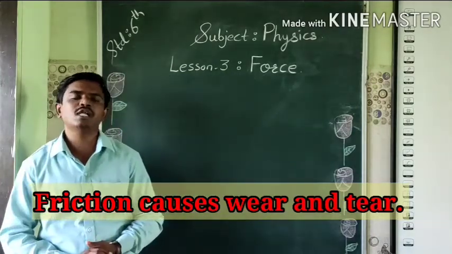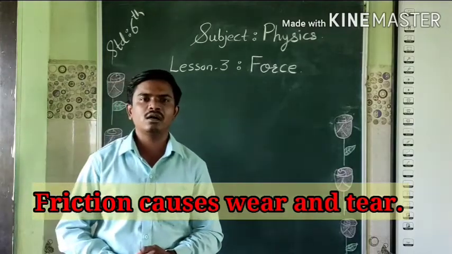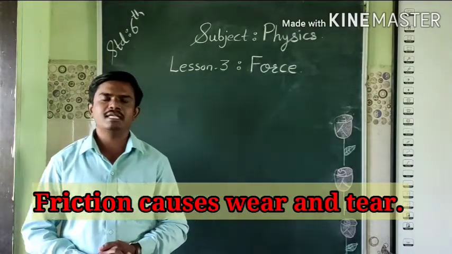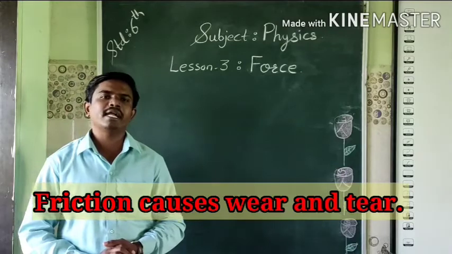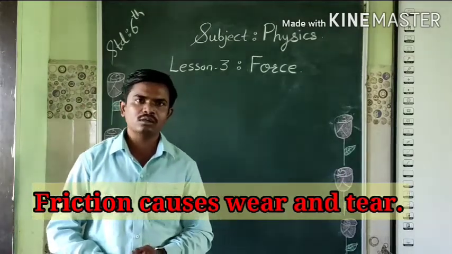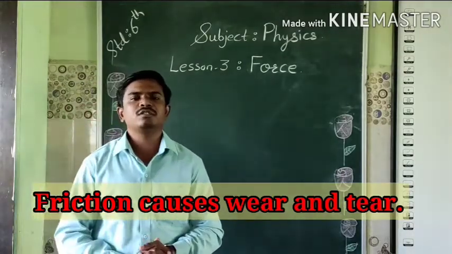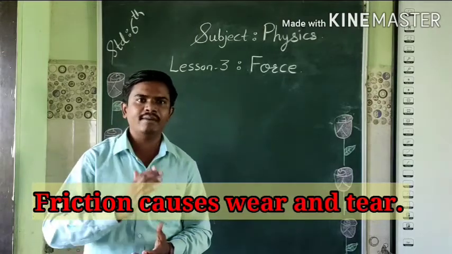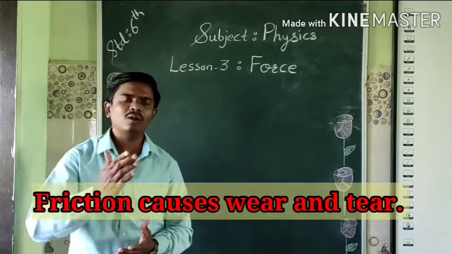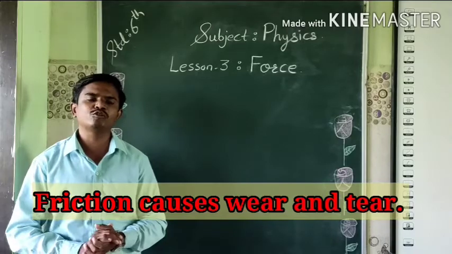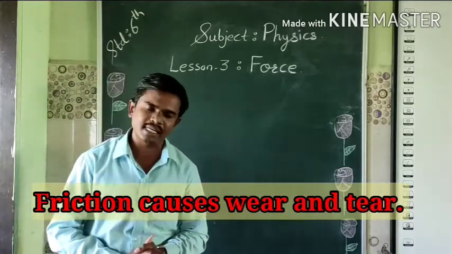For example, you know that the tires of a rickshaw, car, or bicycle come in contact with the surface of the road. Due to this force of friction, the tires get damaged, or they are no longer usable. So we can say that force of friction causes wear and tear.